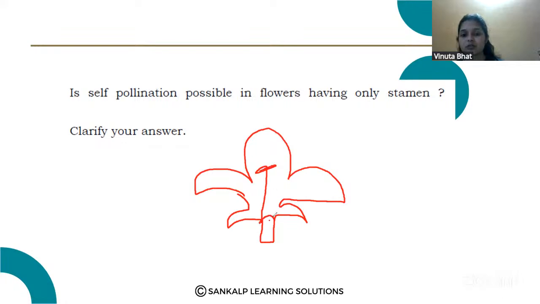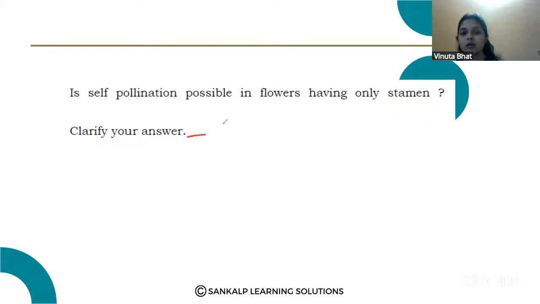So this is the male reproductive structure. Self-pollination is not possible in that flower because only the male stamen, that is the male reproductive structure, is present, and only male gametes will be produced by that flower. So self-pollination is not possible. So it should perform cross-pollination. The gametes should reach the stigma of another flower, then pollination is possible.